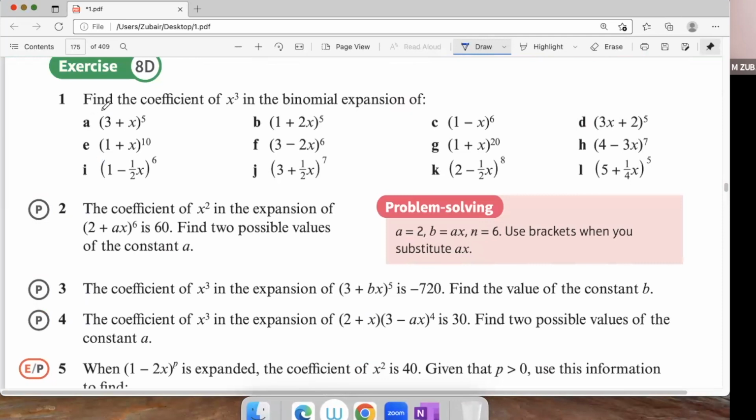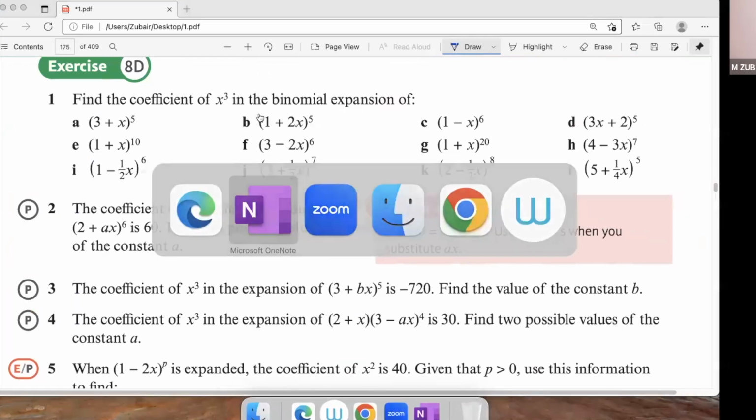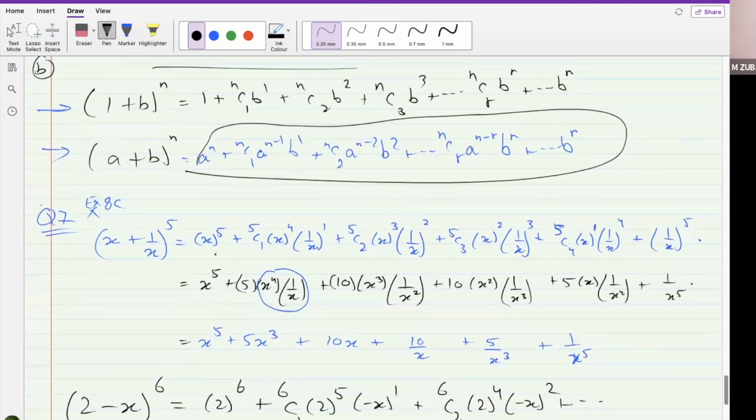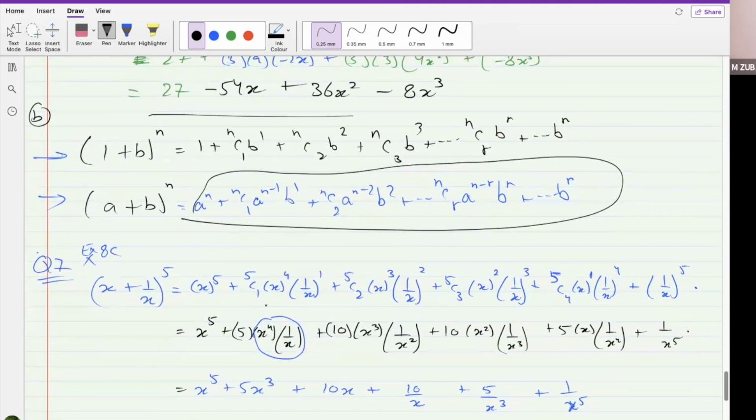Now look at this. It says find the coefficient of x cube in the binomial expansion. Before we go any further, if we notice in this second last question, if I ask you the coefficient of x cube, your answer will be 5. If I ask you about the coefficient of x, what will be your answer?